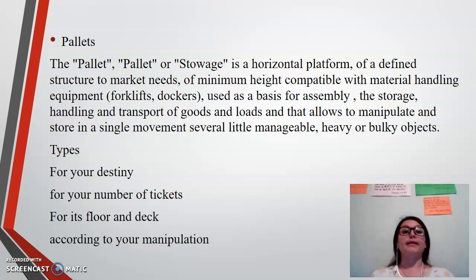Pallets: the pallet is a horizontal platform of a rigid structure used as a base for assembly, storing, handling and transport of goods and loads, with holes to manipulate and store several light objects at a single moment. Types: according to manipulation, by entry type, for the top deck.